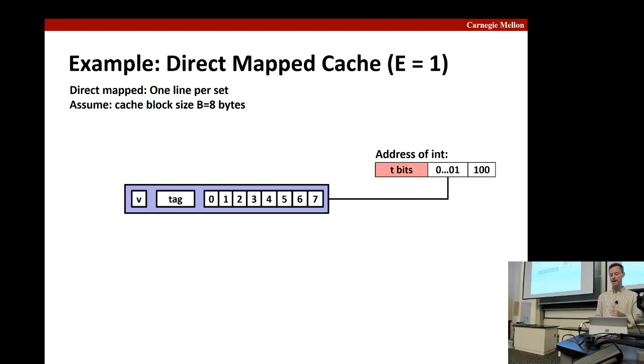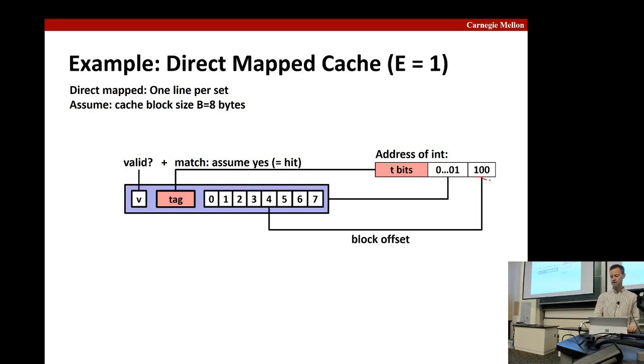Okay, so as before, we find the set, but now there's not multiple tags we have to compare against. We just compare against the one tag. And if the tags match and the valid bit is set, then we have a hit. So let's assume that's what happened. Then we use these bits here, which is 4. And so we know we want to start from 4. And that's where the data starts that we're trying to retrieve. Okay. So if, for instance, this was an int, and so we want 4 bytes, then the green bytes would be the ones.